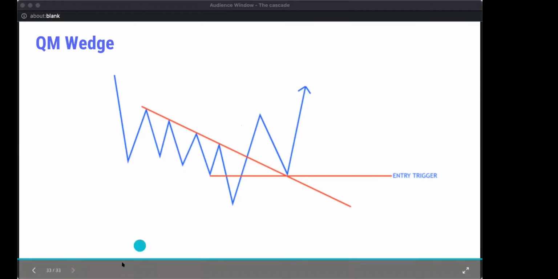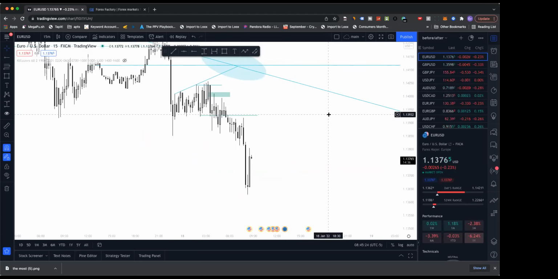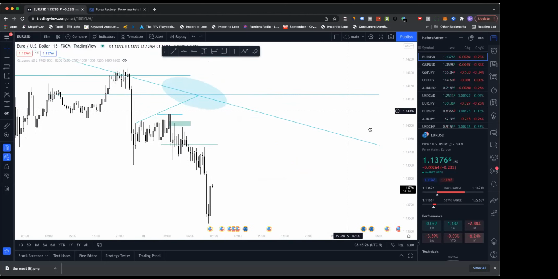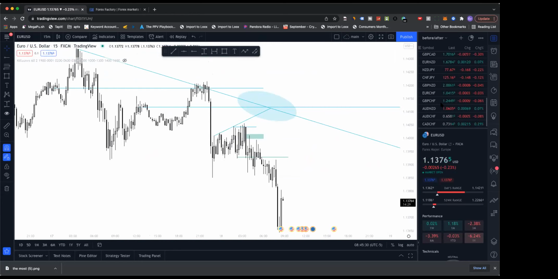So when trying to identify a schematic, do you have to use line chart or can you use candlesticks as well? I use both, so I'll go over that. So typically, let's just look at where's gold.